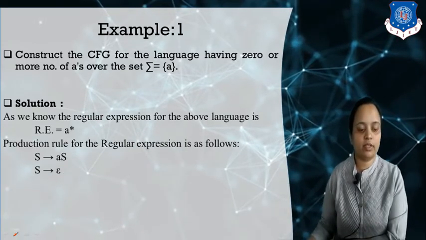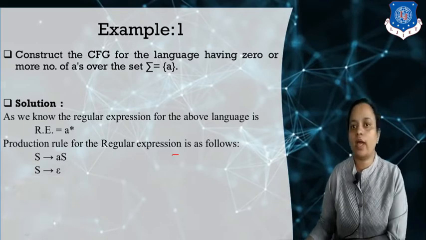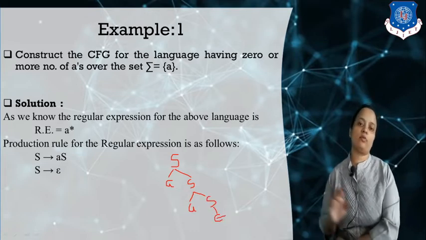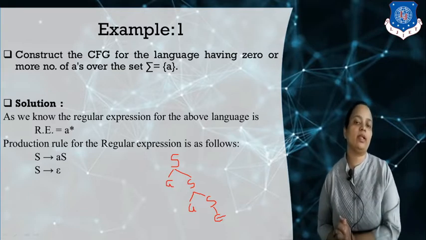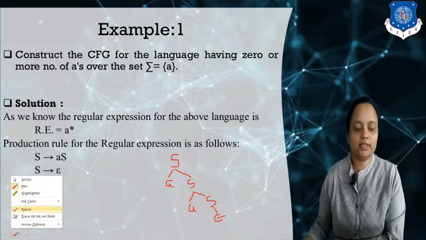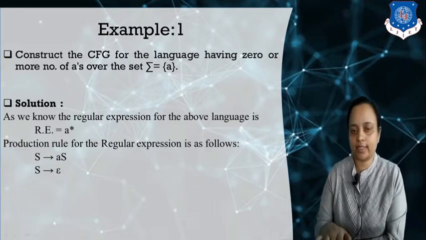Now I want to generate the double A. So S production is replaced by AS. Now this term is always helping to generate the number of A's. Again S is replaced by AS. So this is my double A. Now the stopping state is S goes to null. I have to stop over here because I want to generate the double A. So I hope this example is clear to you. Now move on to the next example.